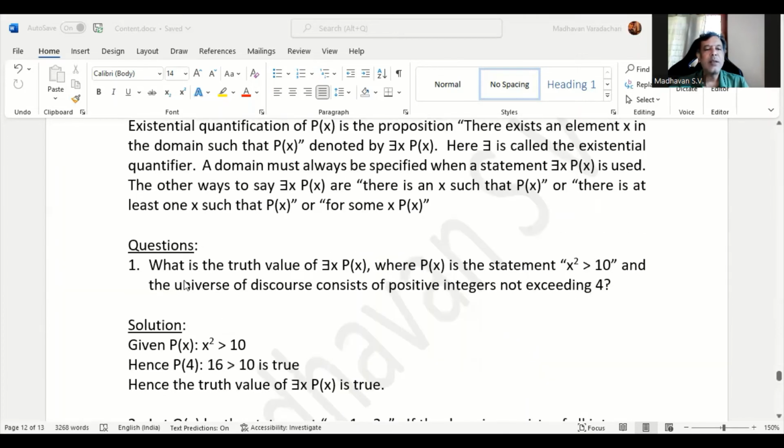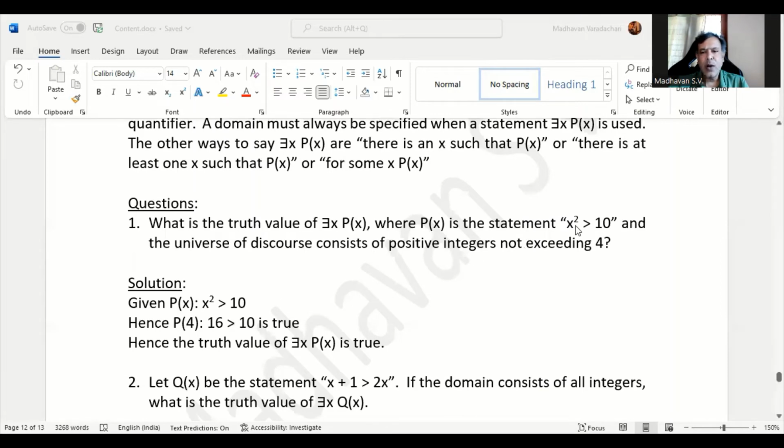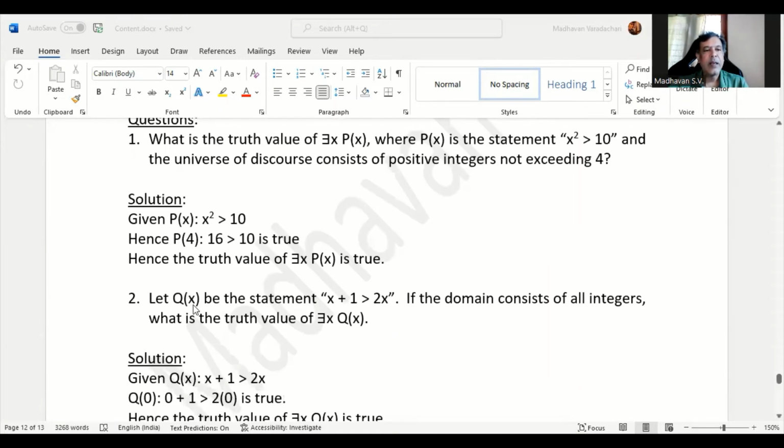Now some questions. What is the truth value of there exists x P of x, where P of x is the statement x square greater than 10 and the universe of discourse consists of positive integers not exceeding 4? So if we consider x as 4, it becomes 16 greater than 10. So it is true. At least one number is satisfied. So we can say that the truth value of there exists x P of x is true because it is satisfied for 4.